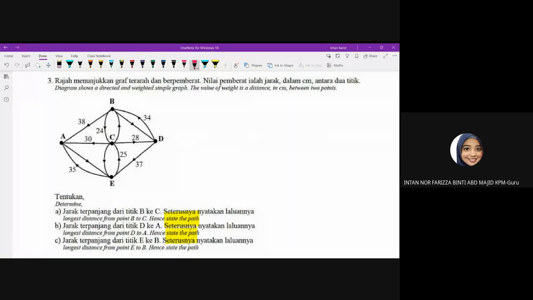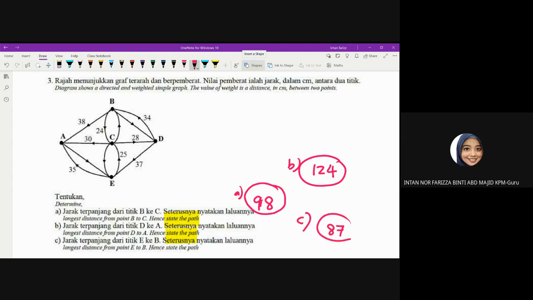Okay, I'm going to give you the answer for 3A. I don't want to give you the route, but I give you the final answer, the value first: 98. So you find out which route you're supposed to take. Next, for B, it is 124. So you figure out which route that is. If you get 124, that means you're choosing the correct path, the correct route. For C, the answer is 87. You check where the route is that will give you 87.